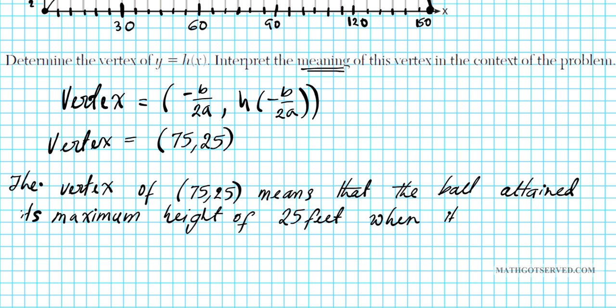When it is 75, why am I getting my numbers mixed up? When it is 75 feet away from the kicker. Okay, so the x coordinate is how far you are from the kick, and the y coordinate is how high the ball goes. So that's the meaning. Okay, let's take a look at the last question.